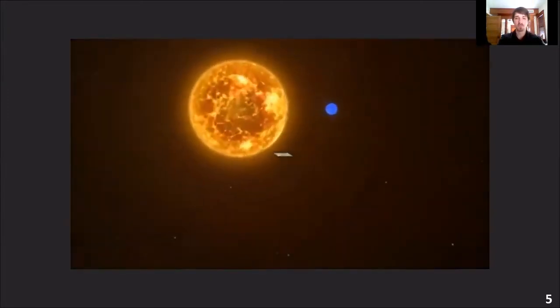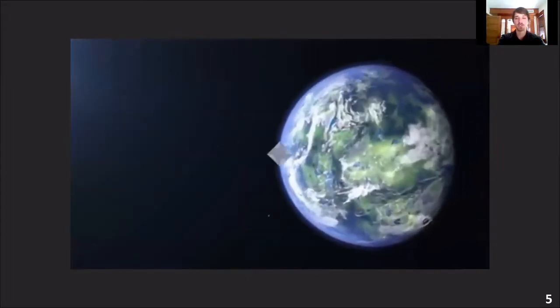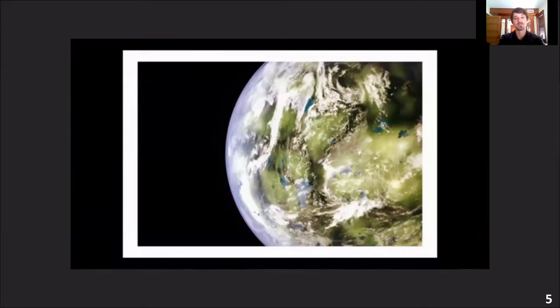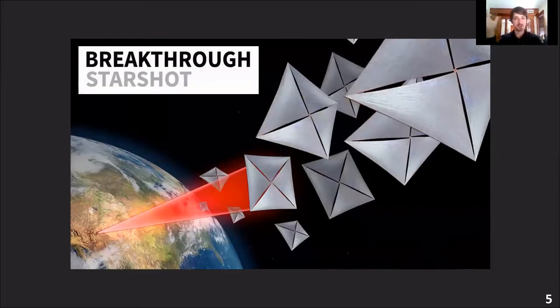And upon arrival, it will perform a flyby of Proxima Cen-B to take photos of its surface to send back to Earth. So this is what Starshot is. It's super exciting. And with the advancements in optics and laser technology, it's believed to be possible within the next 60 years.